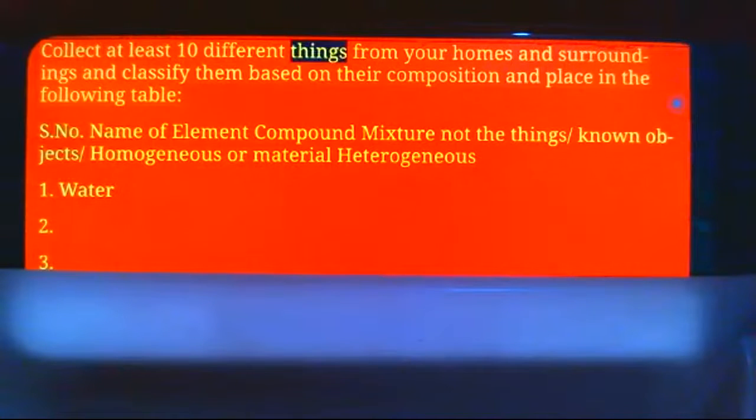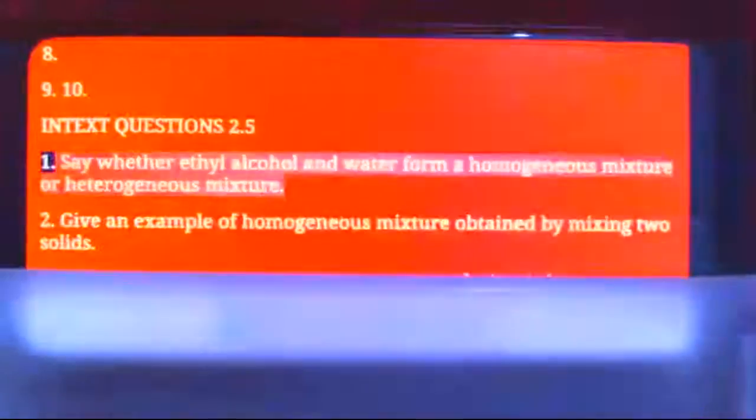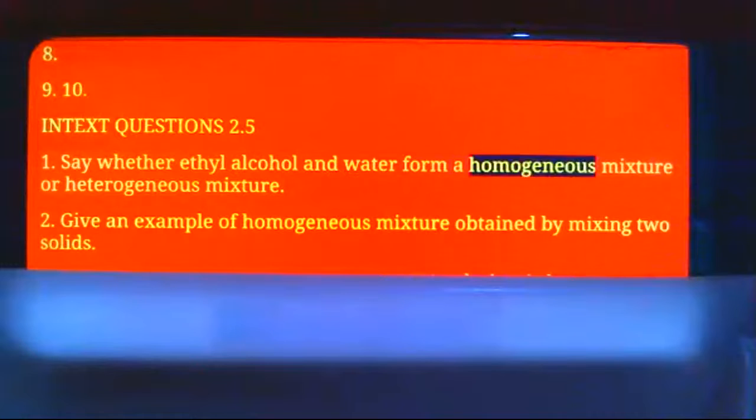Activity 2.3. Collect at least 10 different things from your homes and surroundings and classify them based on their composition and place them in the following table. S. No., name of the thing, element, compound, or mixture, homogeneous or heterogeneous. 1. Water. 2, 3, 4, 5, 6, 7. 1. Say whether ethyl alcohol and water form a homogeneous mixture or a heterogeneous mixture. 2. Give an example of a homogeneous mixture obtained by mixing two solids.